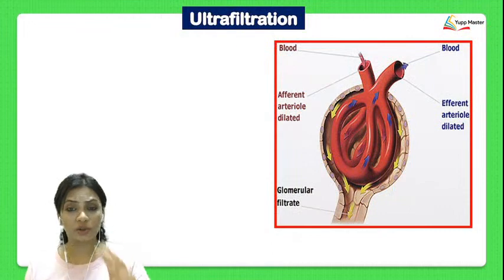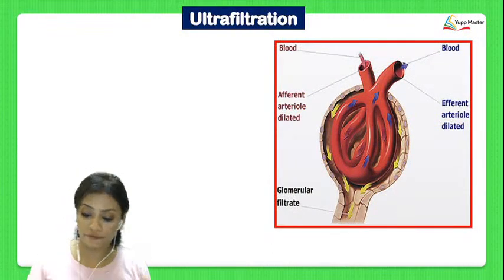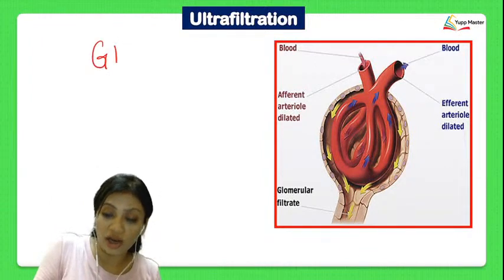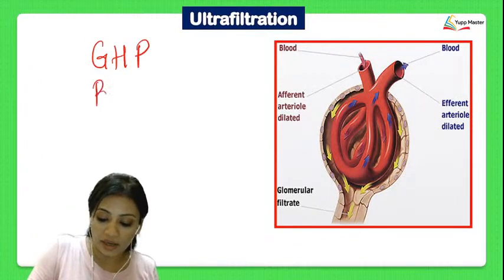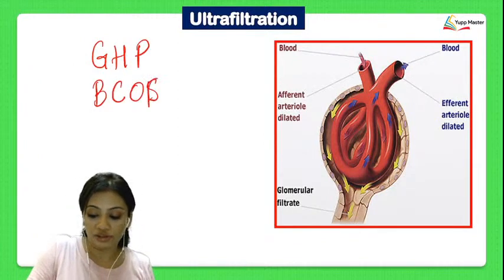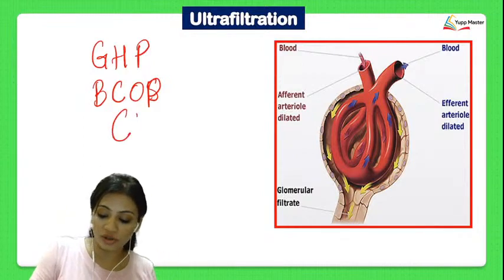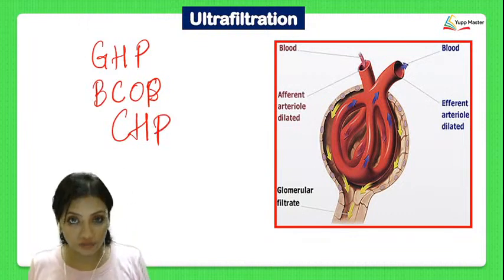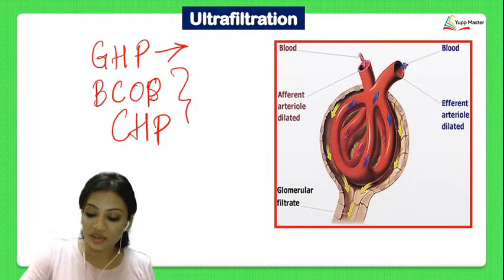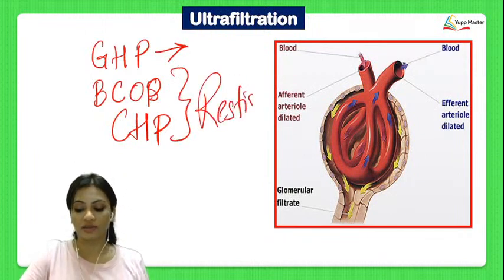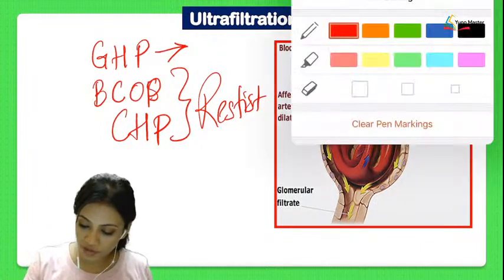Do you remember which were those three pressures that we spoke about? Yes, tell me quickly. The three pressures were, first, the glomerular hydrostatic pressure. Second was an osmotic pressure. Which one? Blood colloidal osmotic pressure. And the third one was a hydrostatic pressure. Which one? It was capsular hydrostatic pressure. Out of these three, this was the pressure with which blood wanted to flow out, and these were the resisting pressures. Okay, I hope this made sense. Can we go ahead? I hope so, yes.